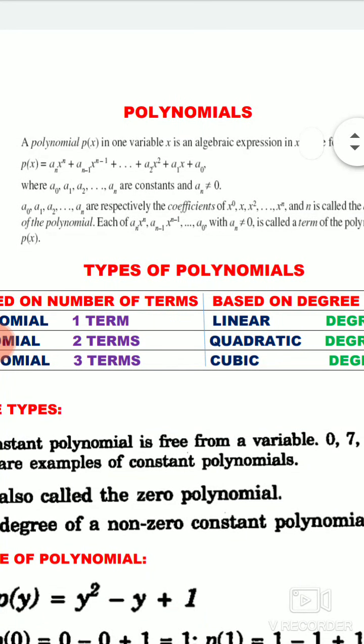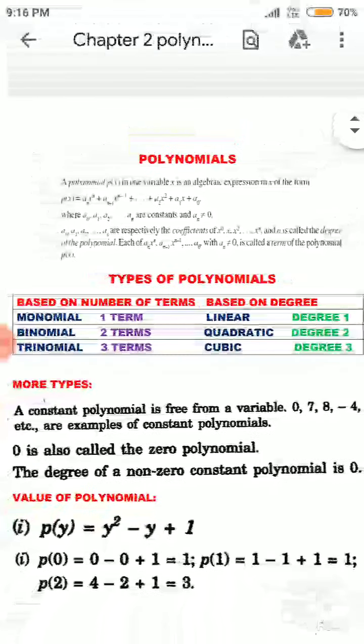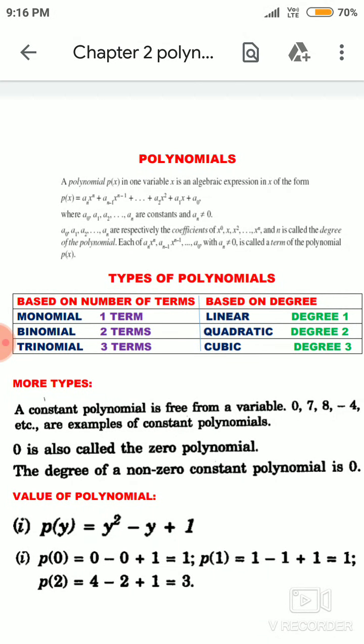Now we are further moving to the types of the polynomial. You can see they are divided into two categories. The first is based on the number of terms and the second is based on the degree. On the basis of the terms, monomials contain only one term, binomials contain two terms, and polynomials having three terms are called trinomials. Similarly, on the basis of the degree, a linear polynomial means degree 1, a quadratic polynomial means degree 2, and a cubic polynomial means degree 3.